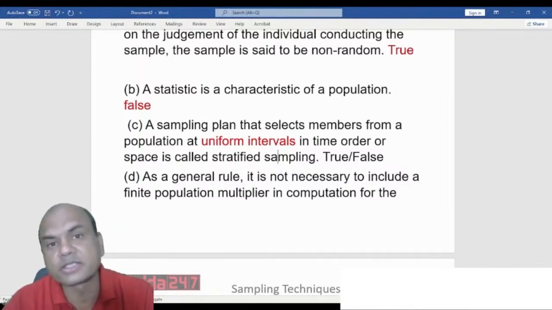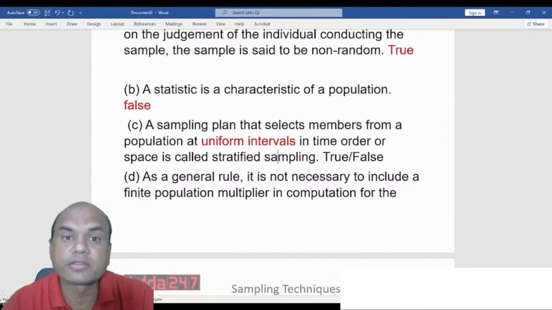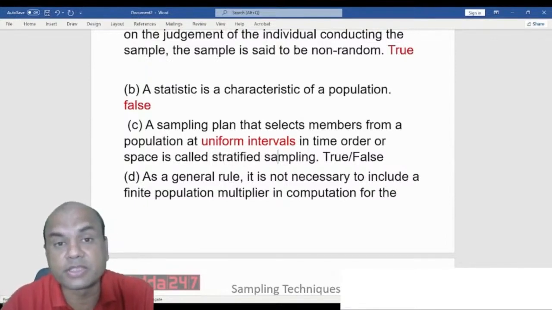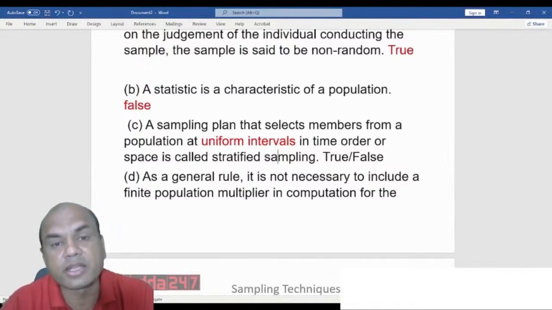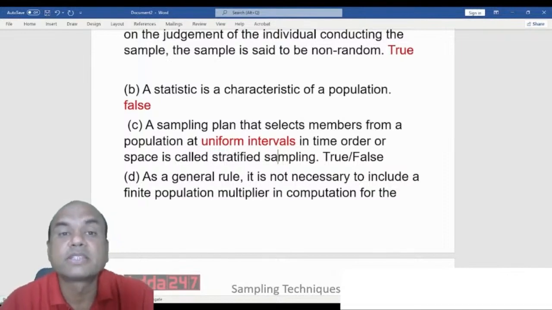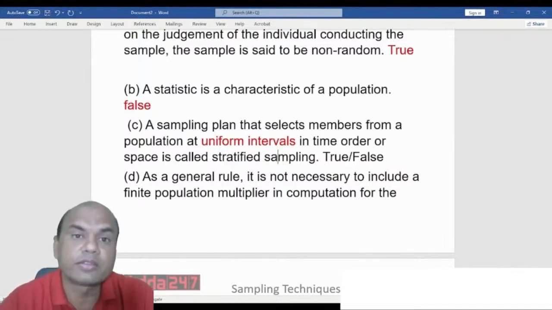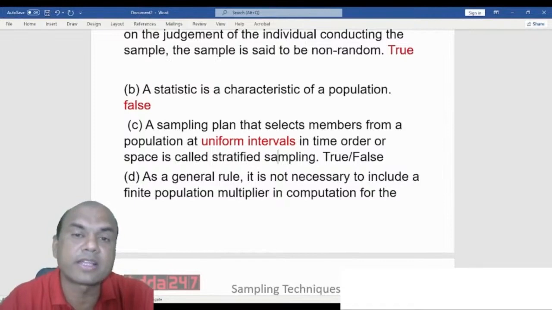Yes, type in the comment section. One is simple random. Second one is, yes, everyone. In the comment section, please. Second is systematic. Correct. Third one, stratified, correct. And fourth one, cluster. Got it? So here this stratified is the right answer or no?